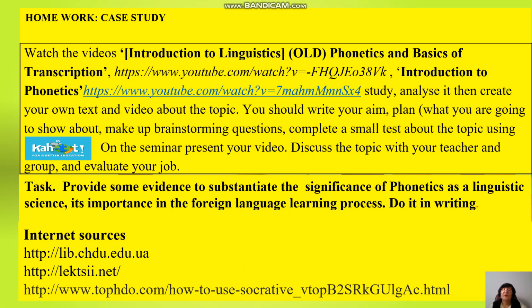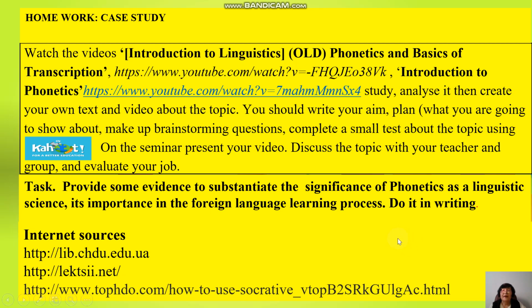Homework. Watch the videos Phonetics and Basics of Transcription, Introduction to Phonetics. Study, analyze them, then create your own text and video about the topic. You should write your aim, plan, what you are going to show, make up brainstorming questions, and complete a small test about the topic using Kahoot. At the seminar, present your video. Discuss the topic with a teacher and a group and evaluate your job.